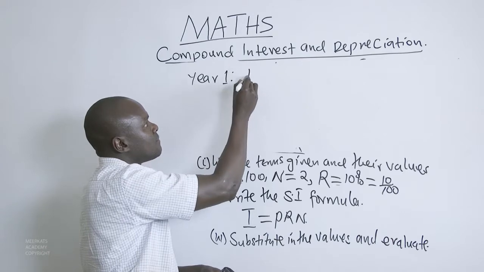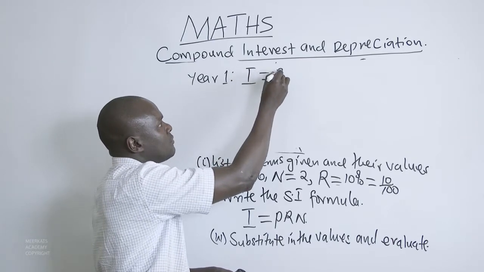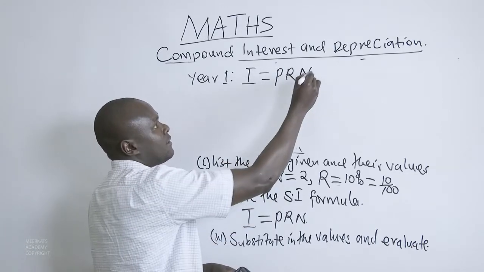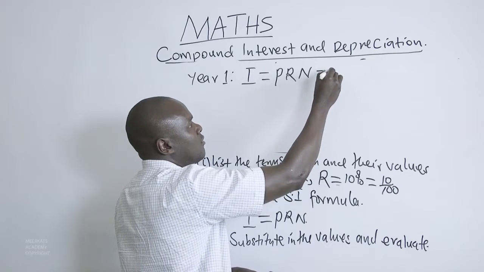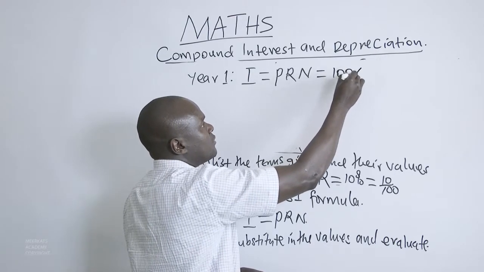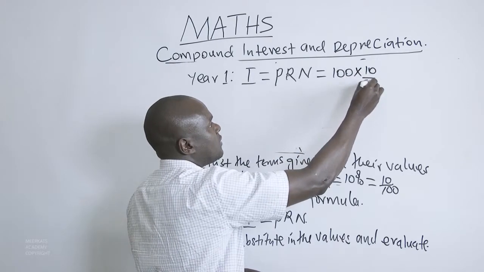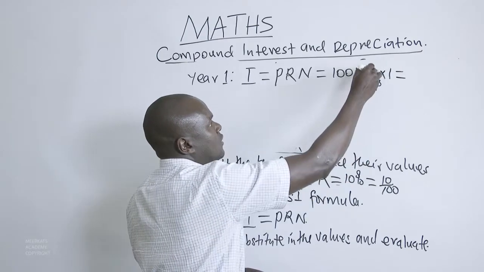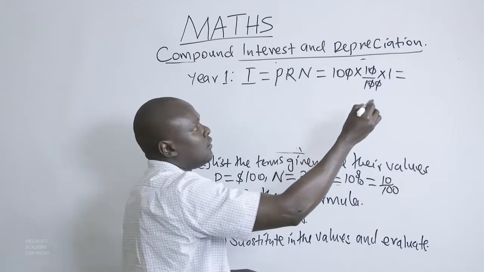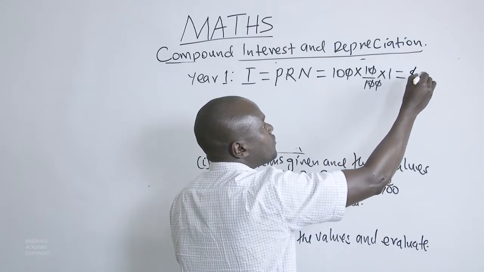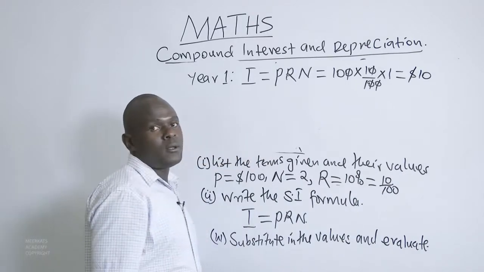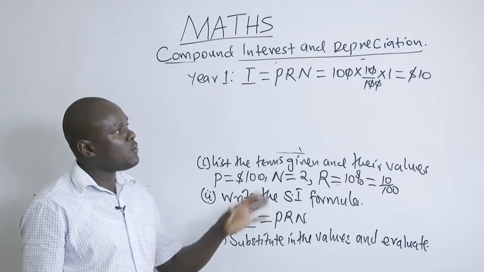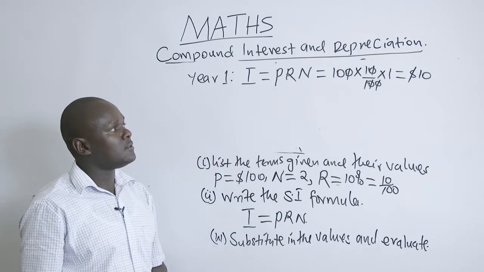The interest will be equal to the principal multiplied by the rate multiplied by the number of periods, which is 1. Our principal is 100 multiplied by the rate, which is 10 out of 100, multiplied by the period, which is 1. When we cancel the zeros, we get an interest of $10. That is in the first year. If we were calculating simple interest, we would stop at that.